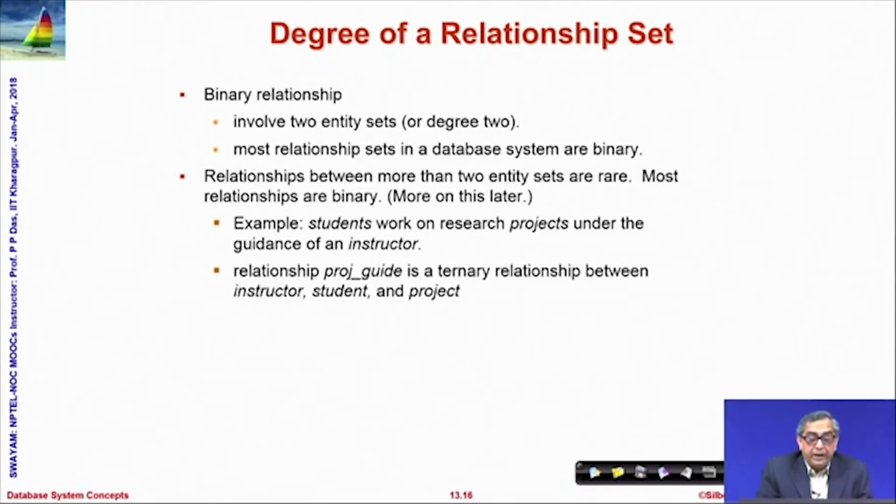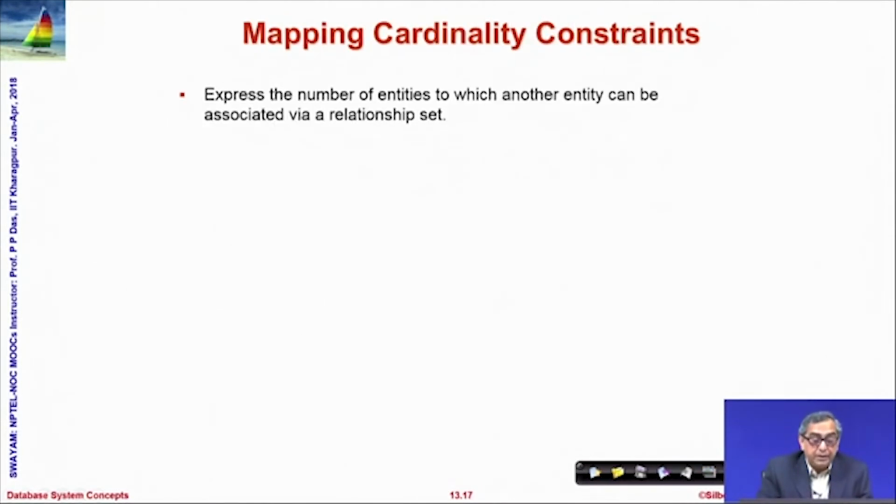So, here is an example: students work on research projects under the guidance of an instructor. Here we have students, research projects and instructors. So, there are 3 entity sets. If I want to maintain a relationship of, say, project guidance between them, then that turns out to be a ternary relationship. We will talk about this more later.